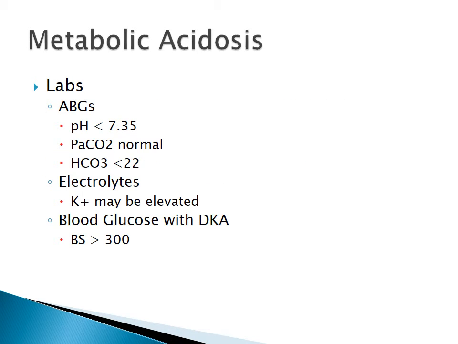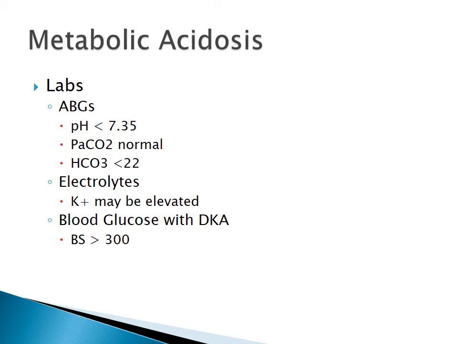Labs that we can see changed in metabolic acidosis, we will look at our ABGs. The pH will be less than 7.35. Our PaCO2 will remain normal because this isn't a respiratory focus, but our bicarb will drop. So we will see this to be below 21 or 22, depending on which range you're looking at. But remember, testing-wise, we'll go with 21. And so we'll see the changes in the bicarb as we're losing our bases.